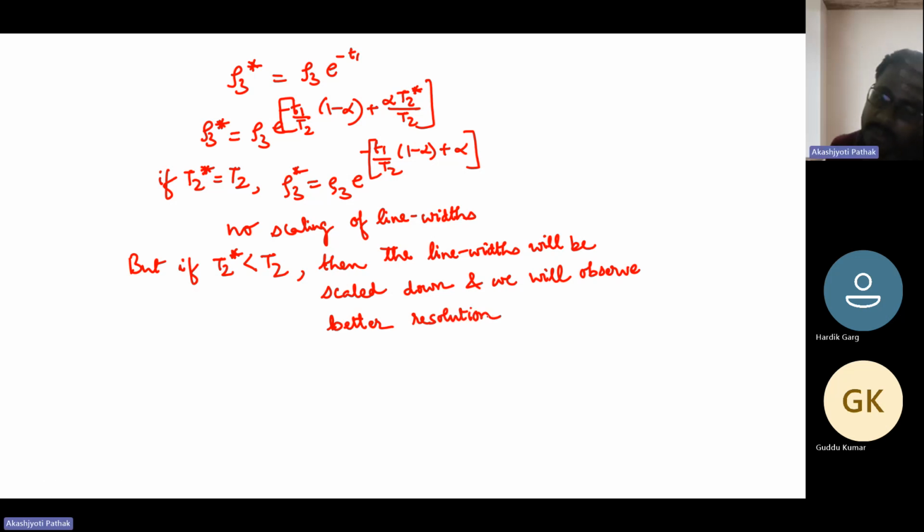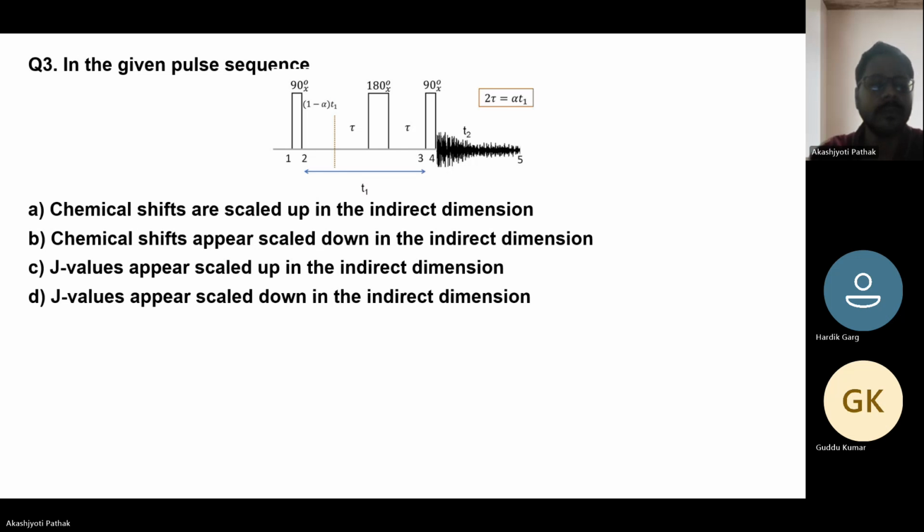The multiplet structure means the multiplets that we were obtaining in the cross peak. They will have a better resolution. Okay. So now I try to answer this question in the given pulse sequence. You have this pulse sequence shown over here: 90-degree X pulse, 180-degree X pulse, and 90-degree X pulse. This is the pulse sequence of a shift scale COSY.